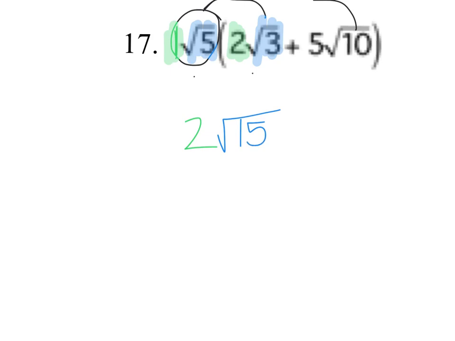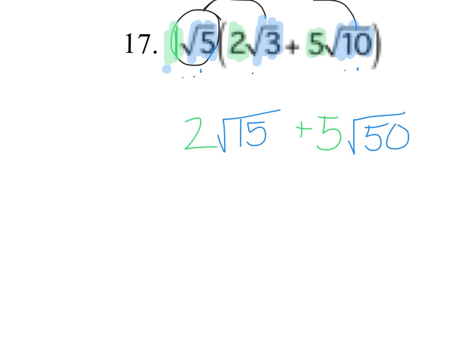I'm also going to do that with 1 radical 5 times 5 radical 10, and I'll highlight again because I think that helps some of us visual learners out there. Okay, so I'm going to multiply the green parts, or the coefficients, 1 times 5, which gives me 5, and the radical parts, radical 5 times radical 10, which gives me radical 50.